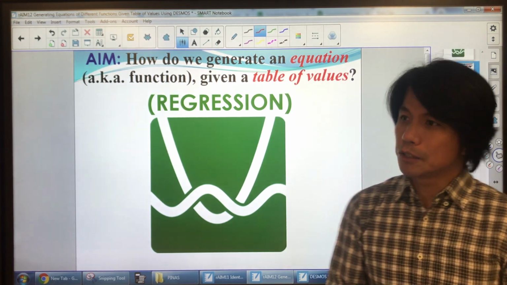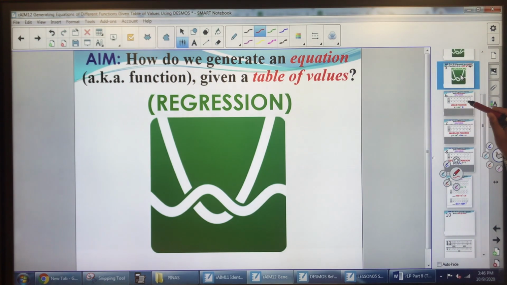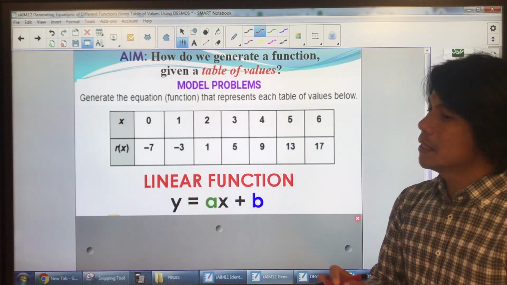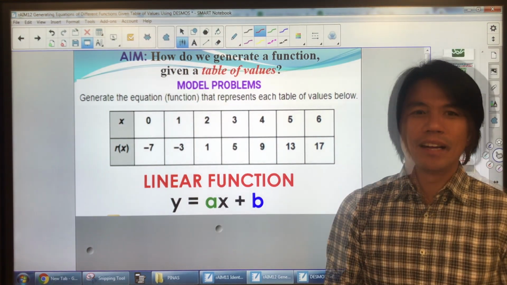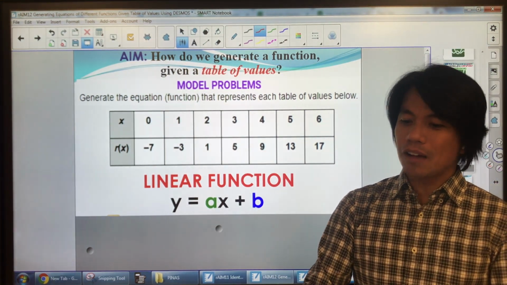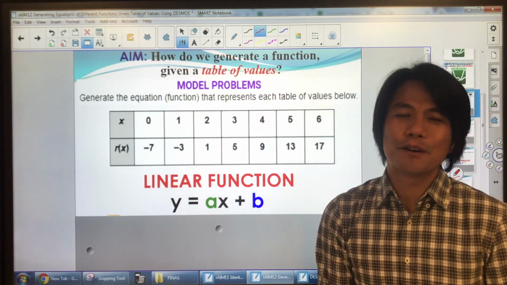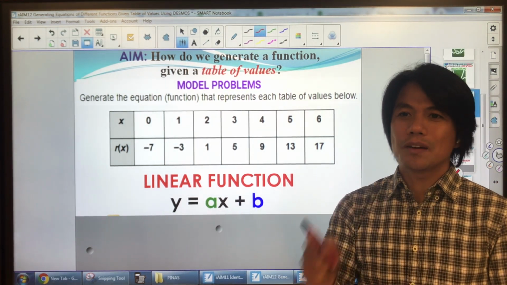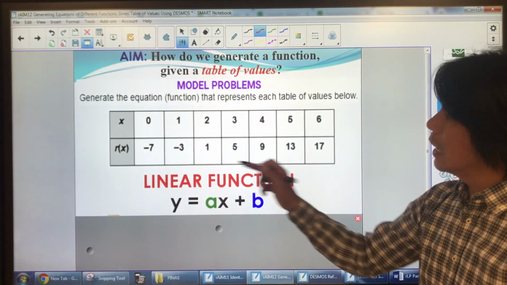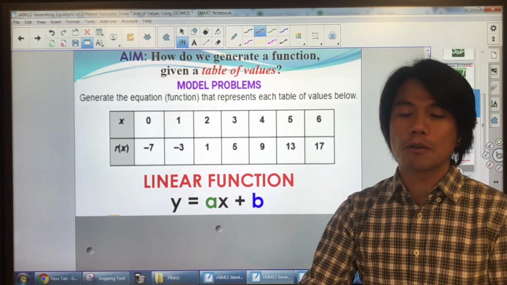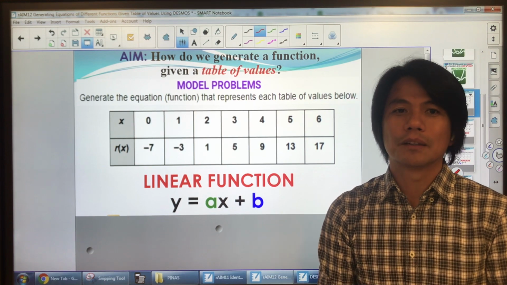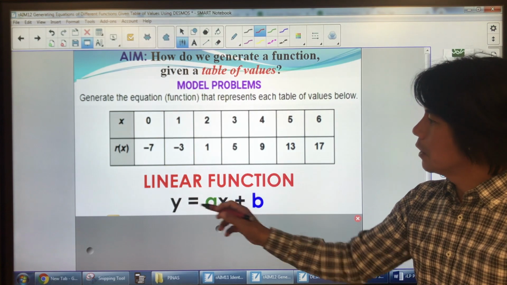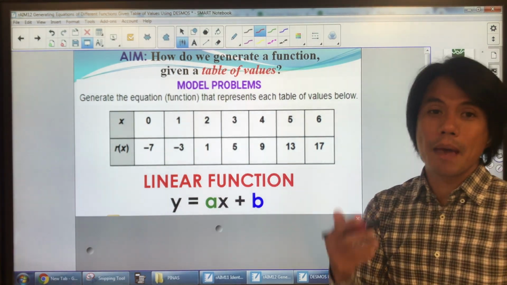Now let's go to the first model problem. We already know that this table represents a linear function. How did I know that? Please check out the links of the video inside the description box where I discuss how to determine whether a table of values represents a linear function or quadratic function. Cool? Alright. As we all know, the standard form for a linear function is y equals mx plus b.